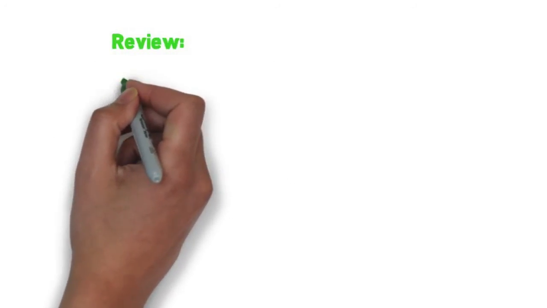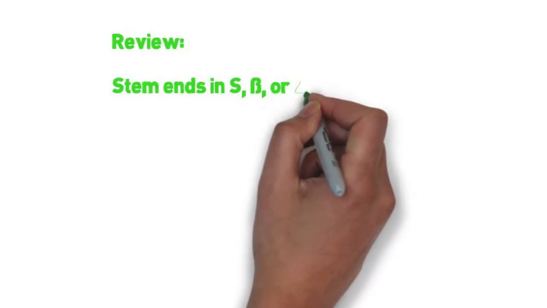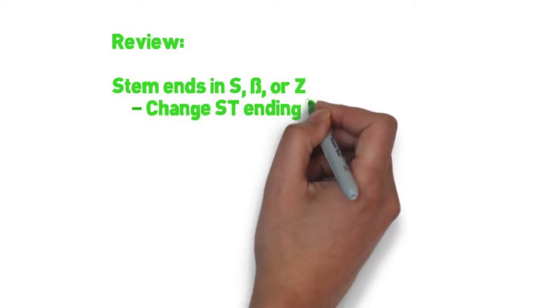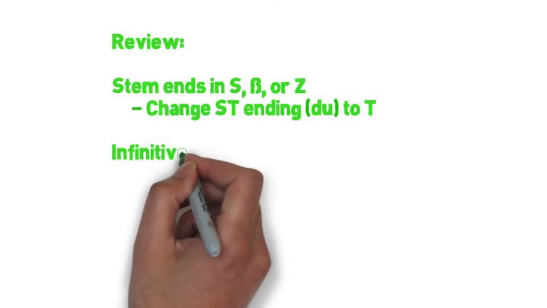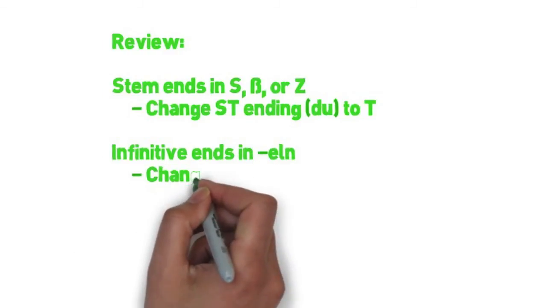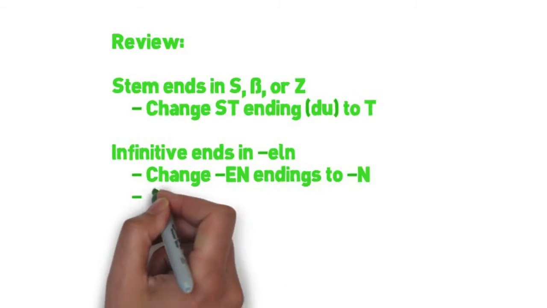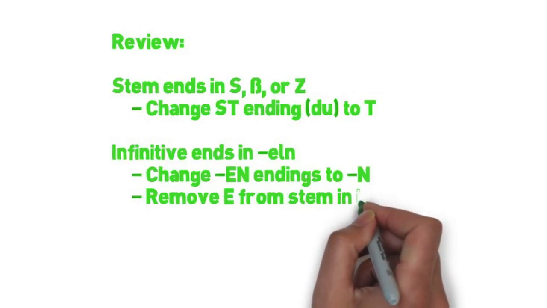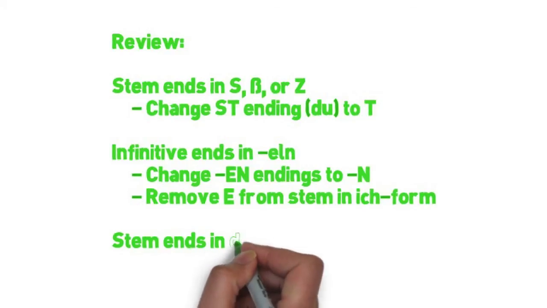Let's review. When conjugating a verb, if the verb stem ends in an s sound, so in other words an s, a z, or an sz, then you can only add a t in the du form, not the usual st ending. When verbs end in eln, instead of adding an en where you normally would, you can only add an n, since you didn't remove an en from the infinitive form. And you also remove that e from the stem in the ich form, since you've got an e on the ending.